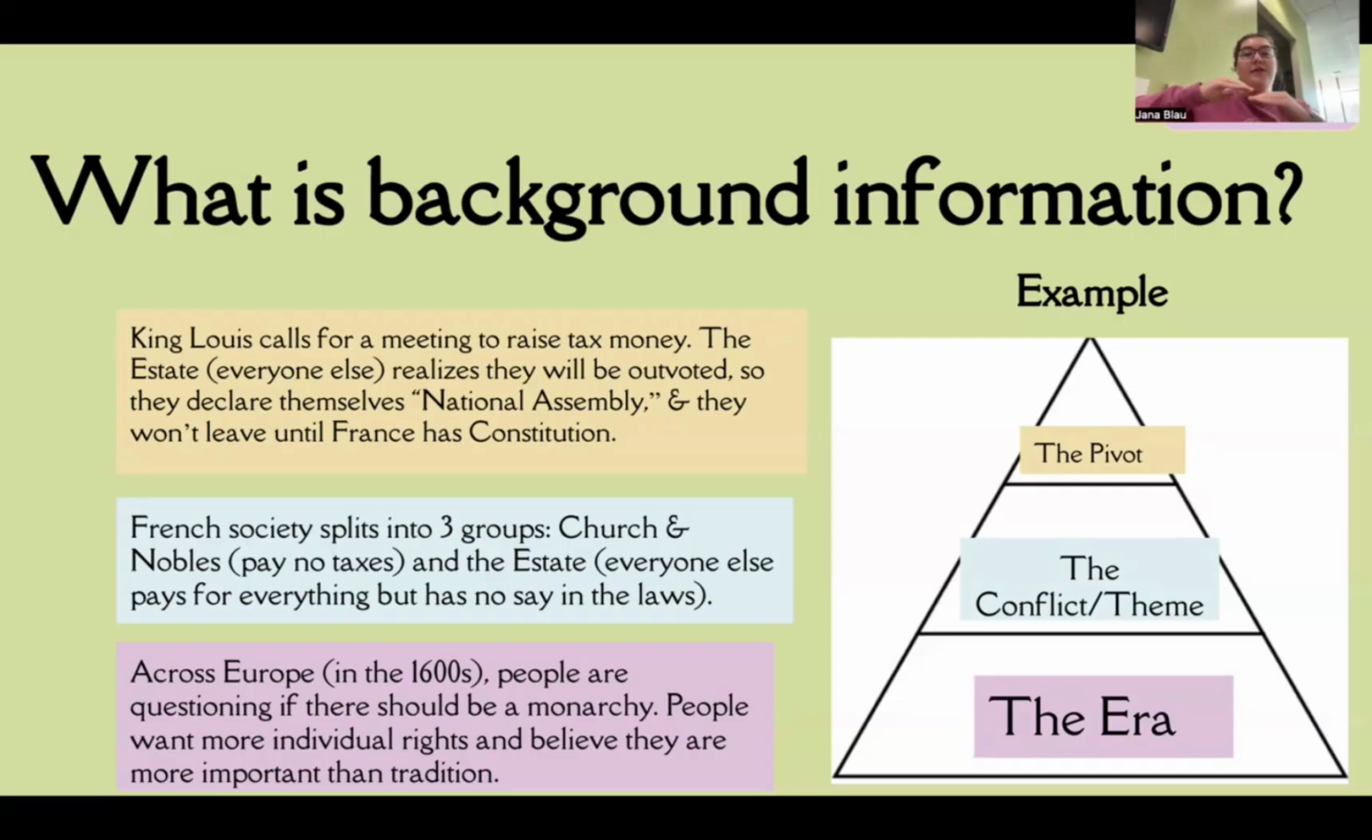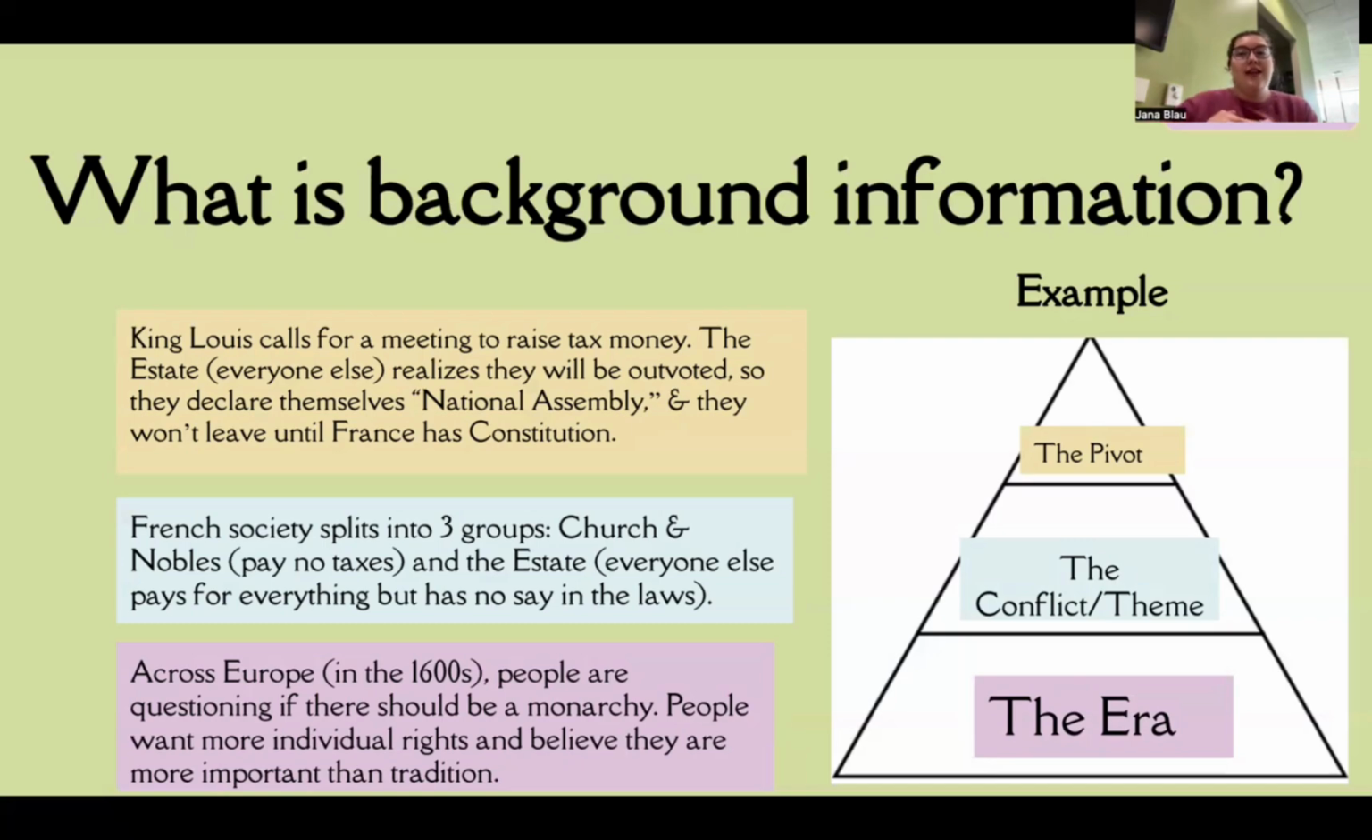Now, going off of that question, we're moving into the conflict. French society splits into three groups: the church, the nobles who pay no taxes, and then the estate. So everyone pays for things, but they have no say in the law. Based on those two things, you go into the pivot. King Louis does something that's relevant, but also irrelevant. He calls a meeting to raise taxes. In the estate, everyone who pays but doesn't understand the law realizes they're going to be outvoted. So they declare themselves the National Assembly and won't leave until France has a constitution.